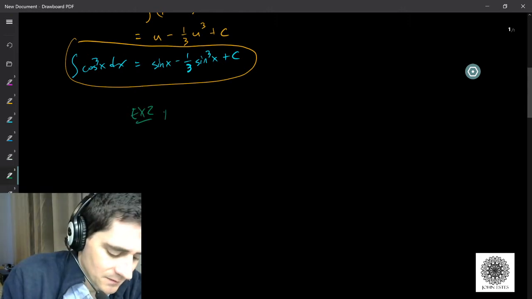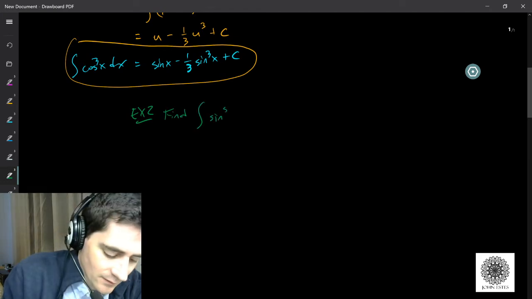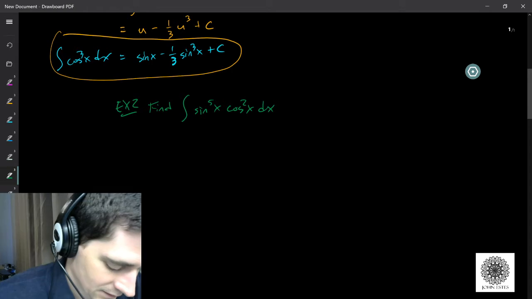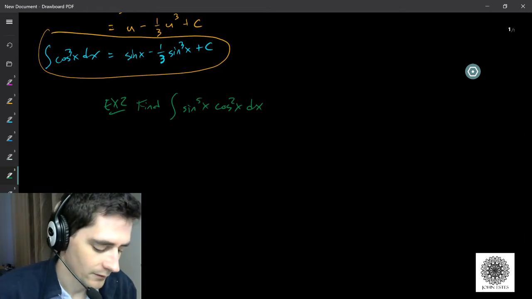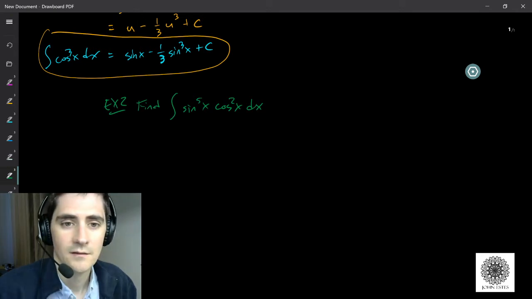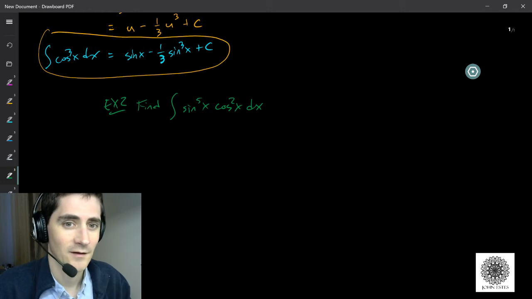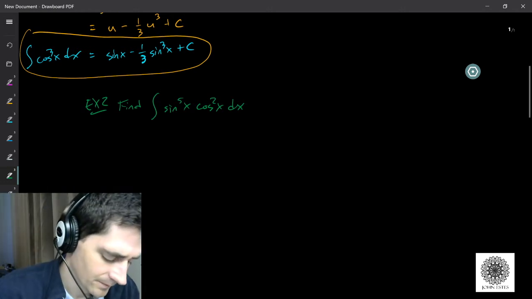This time I want to find the integral of sine to the 5th power cosine squared dx. Okay, so now that I have sine and cosine, maybe I could let u be cosine, but then I have sine to the 5th power, not just sine by itself, so I don't know if that's going to work. What could we do?